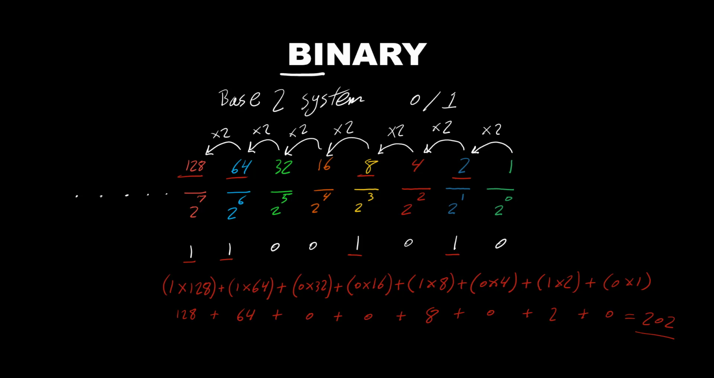So here, this was one example of a binary number, and we did add the decimal values of the bits that are already turned on. In this case, 128 turned on, plus 64, plus 8, plus 2. And it gives us a decimal value of 202.